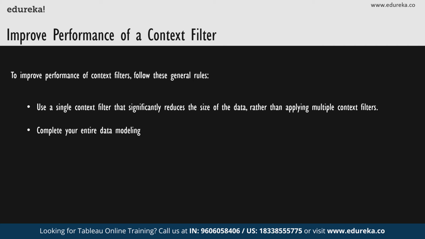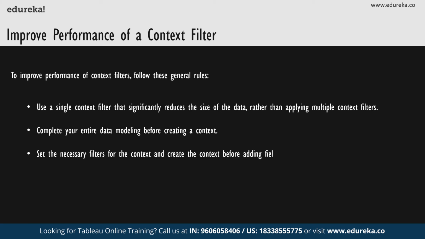Next, remember to complete all of your data modeling before creating a context. Changes in the data model, such as converting dimensions to measures, will require recomputing the context, which again will slow down the performance of the view. Next is to set the necessary filters for the context and create the context before adding the fields to the other shelves. Doing this work first makes the queries much faster that are run when you drop the fields on other shelves.